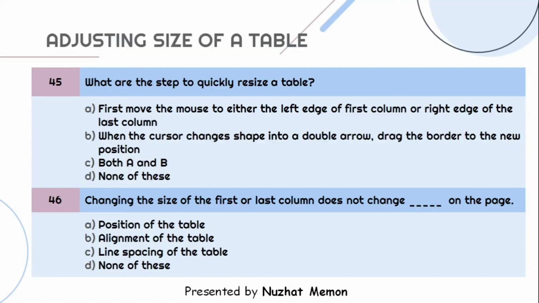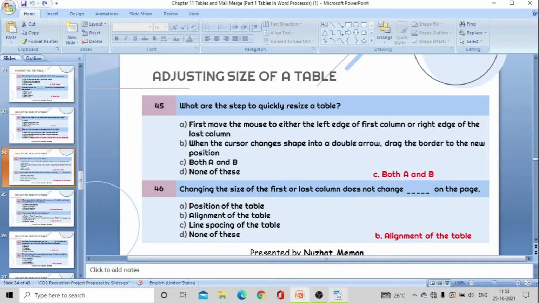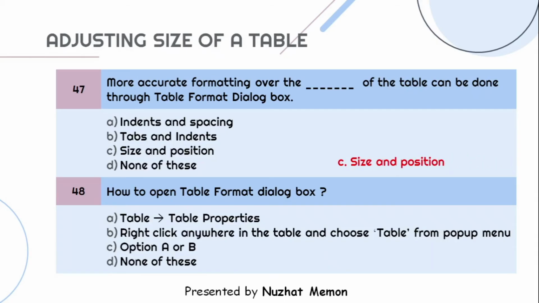Let's move forward. 45. What are the steps to quickly resize a table? So first, move the mouse to either the left edge of the first column or the right edge of the last column. Then, when the cursor changes shape into a double arrow, drag the border to the new position. We have done this, right? So both A and B are correct options here. 46. Changing the size of the first or last column does not change dash on the page. So it will not change the alignment of the page. We have done this. We have changed the size, but did the alignment change? No.